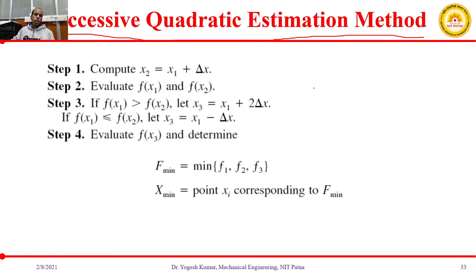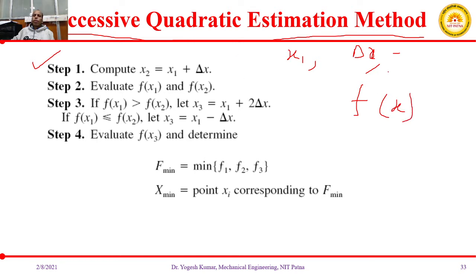How is this method different from the previous one? Actually, it is not different. It is an improvement of the quadratic estimation method, called the successive quadratic estimation method. Let us try to understand it. In this method, we have some starting point, say x1, some starting step size, delta x, and some function f(x).